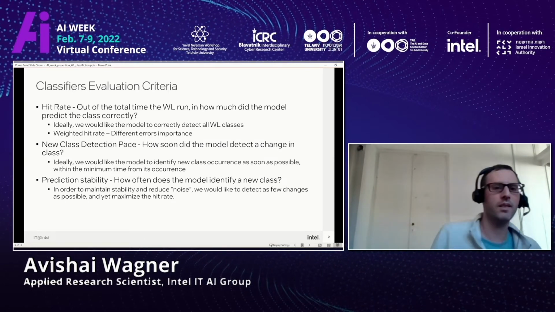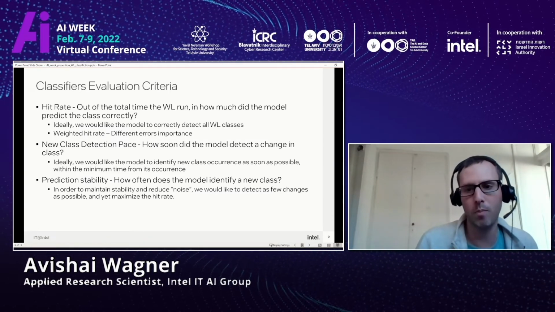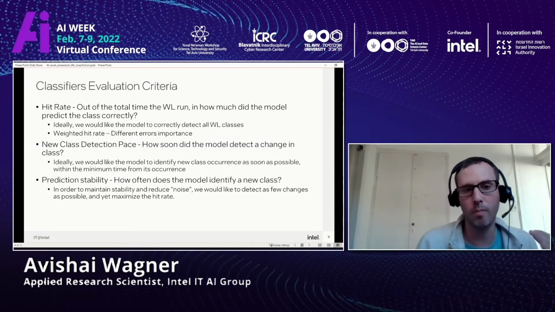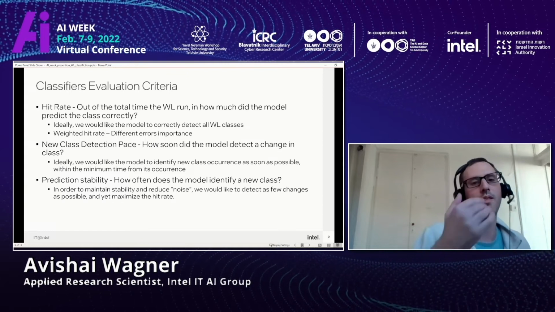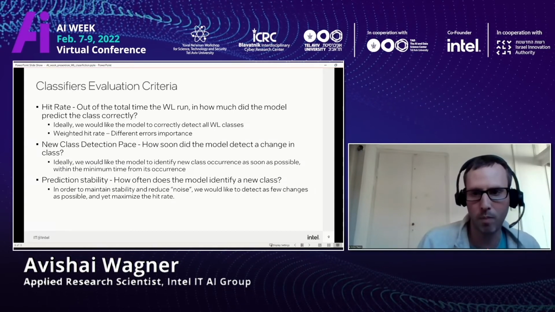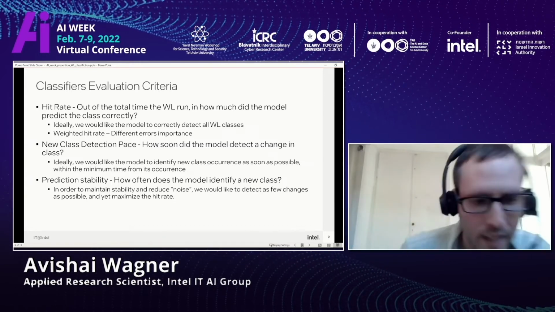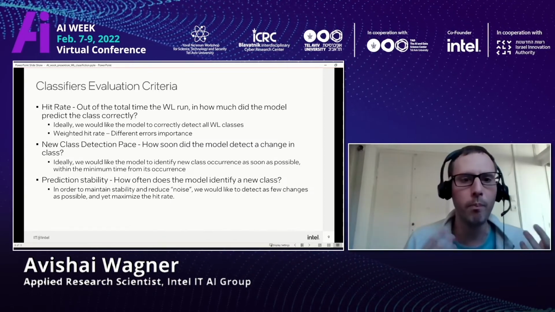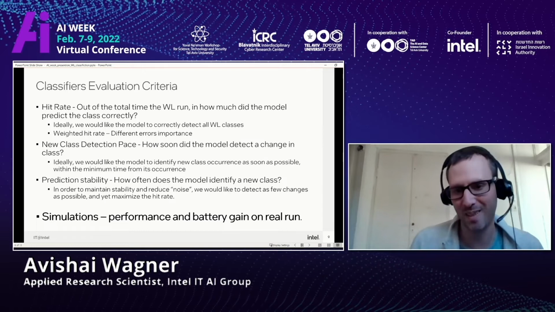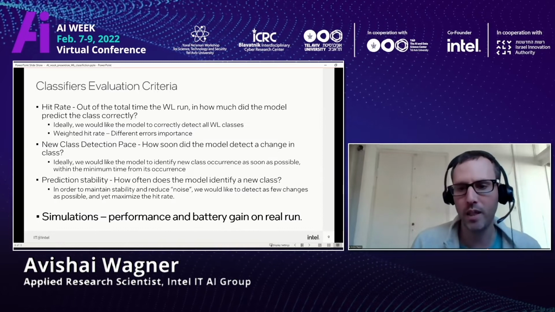The third metric is prediction stability, and I talked about it minutes ago. How often does the model identify a new class? We don't want to change between classes too much, and there is a trade-off between the new class detection pace and the prediction stability. We want to detect as soon as possible, but we don't want any false alarms when we are switching between workloads.